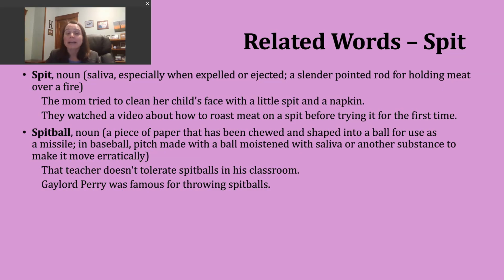Now, a second way you might encounter it is if you're a fan of the sport of baseball. So this, in the past, was a type of pitch that was used where someone would use saliva or some other substance to get the spit on the ball to move in a more complicated or erratic way and make it harder for someone to hit. That kind of pitch. Those have been outlawed in Major League Baseball, but an example of this in a sentence might be, Gaylord Perry was famous for throwing spitballs.